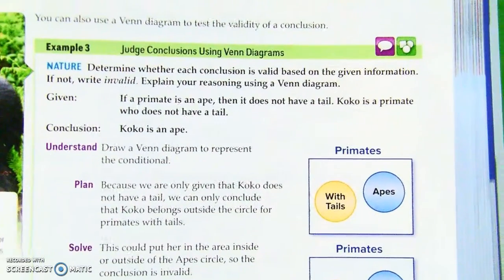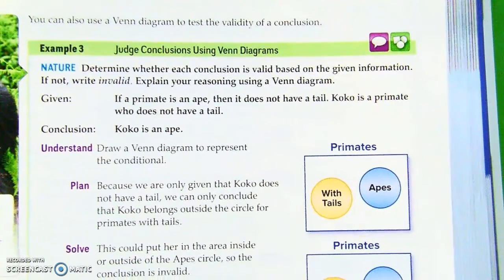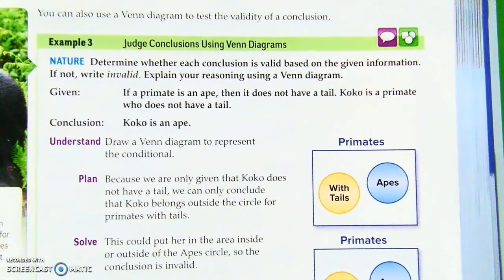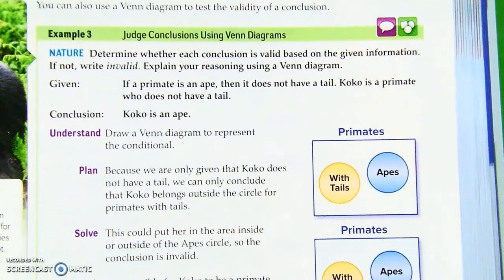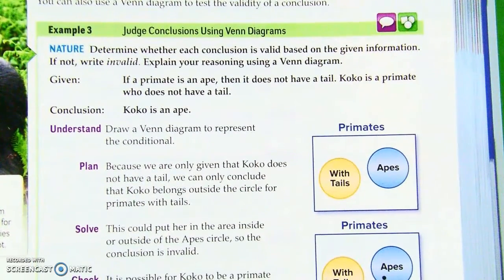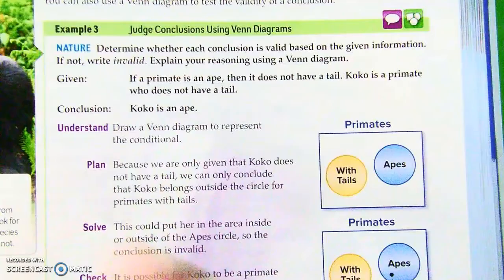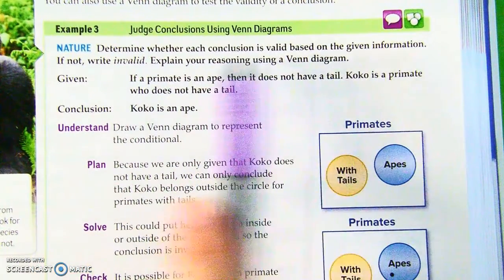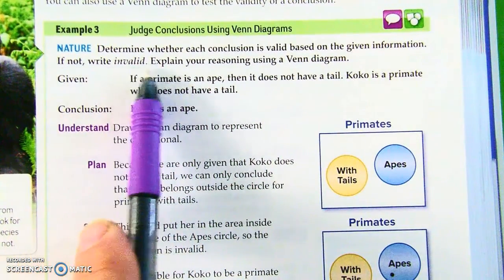It says you can also use a Venn diagram to test the validity of a conclusion. If you want to use a Venn diagram, I'm not much of a fan of it, but if it works out for you, that's good. Okay, here we go. Determine whether each conclusion is valid based on the given information. If not, write invalid. Explain the reasoning.